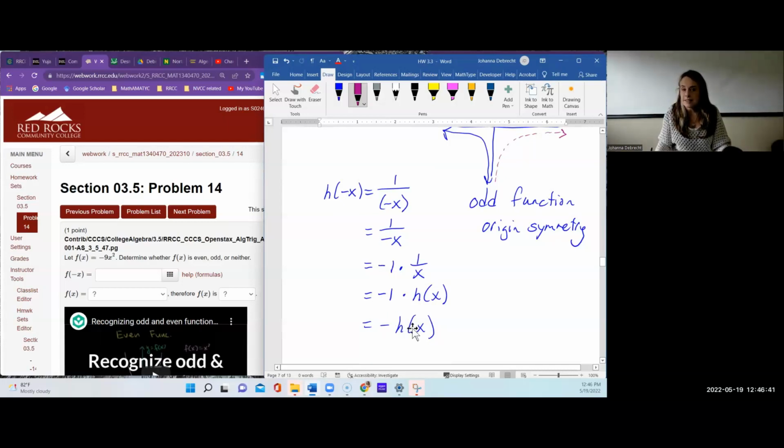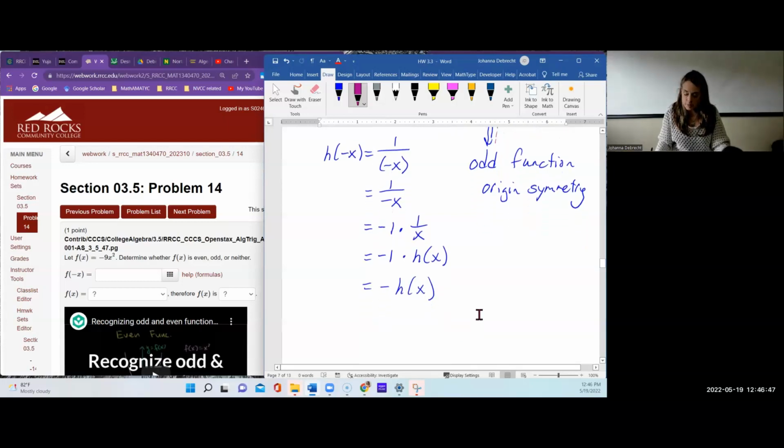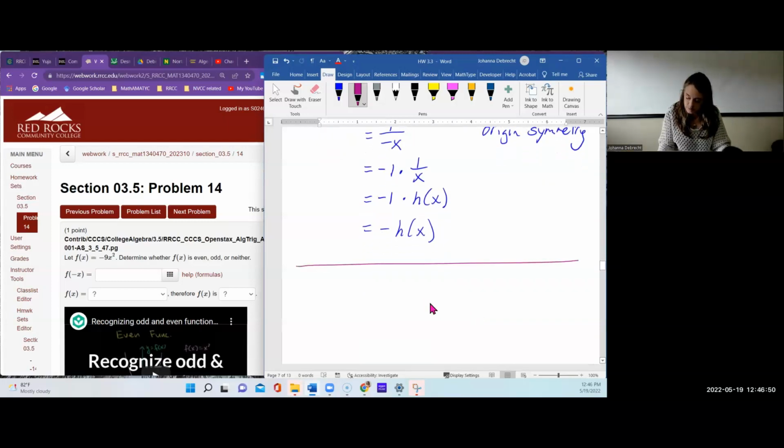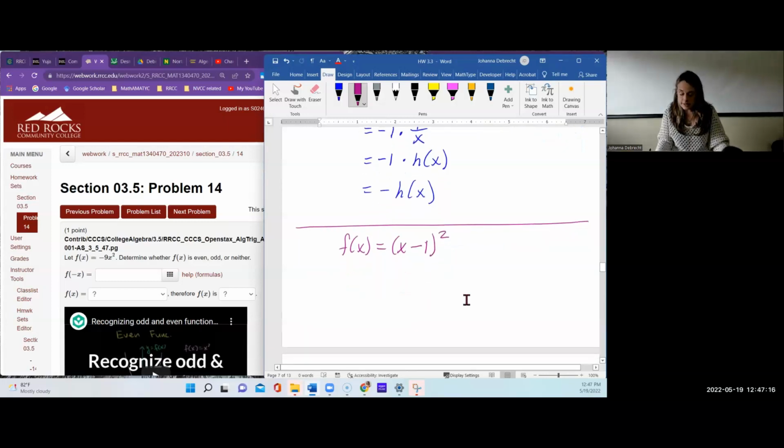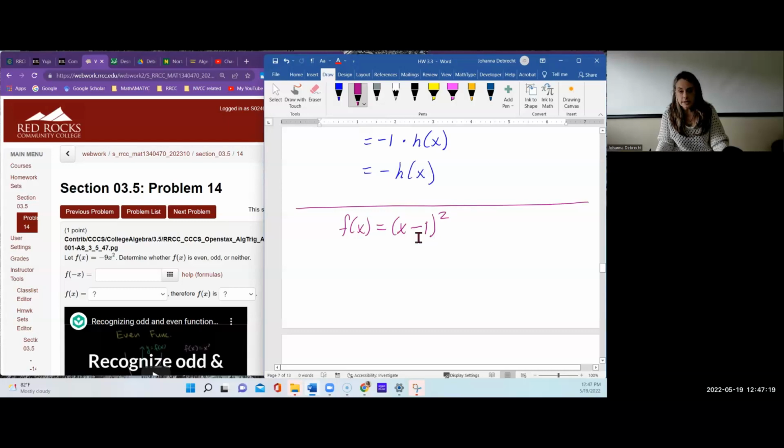Now, what about something that's neither? Let's take something that has no symmetry and let's see what happens to it. Let's take the function f of x equal to x minus 1 squared. Now, what's happened to this? Because of the minus 1 inside the square, it's been shifted to the right one.